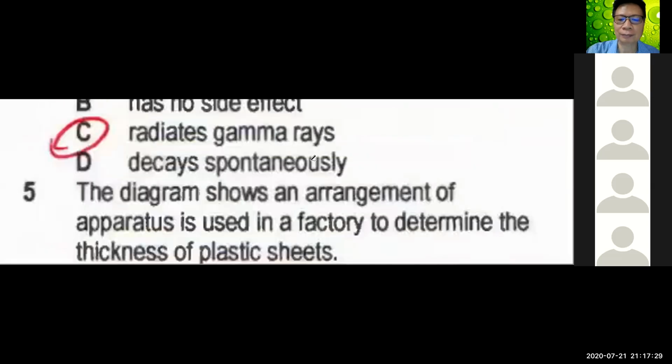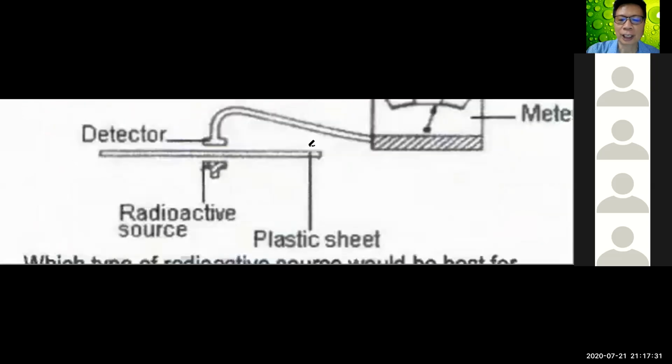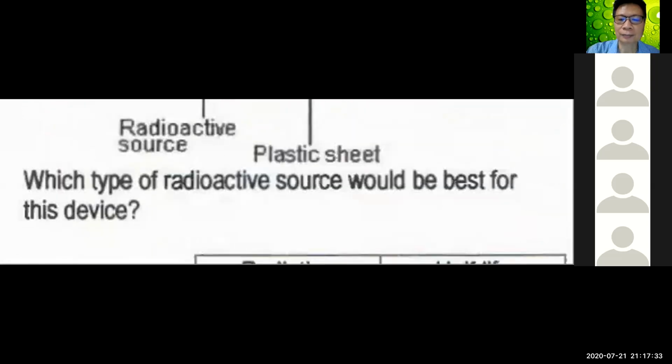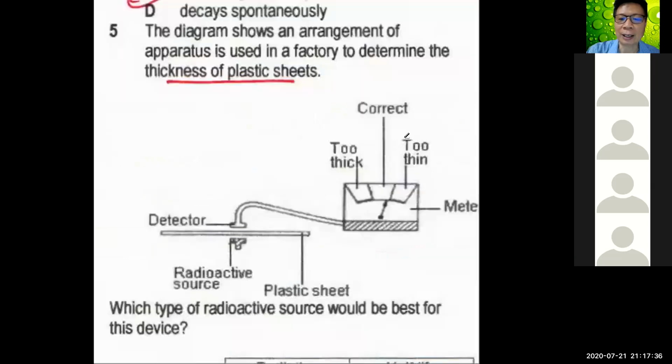Okay, number 5. Question is like that. Diagram shows arrangement of apparatus in a factory to determine the thickness of plastic sheet, to check the thickness of the plastic. So now the question, which one is correct? Now is to scan the plastic, isn't it? To check the thickness, so you need to scan. So what radiation to use, and then what is the half-life you choose?